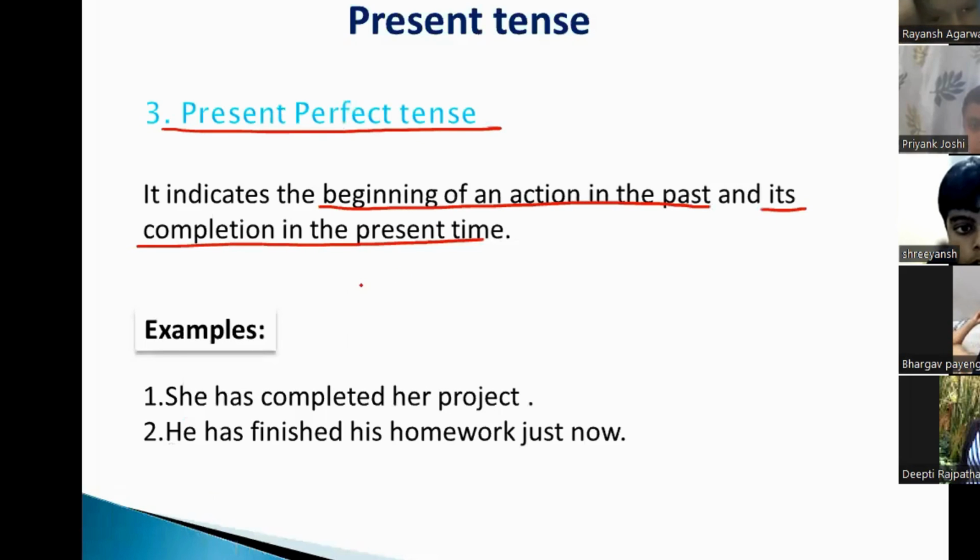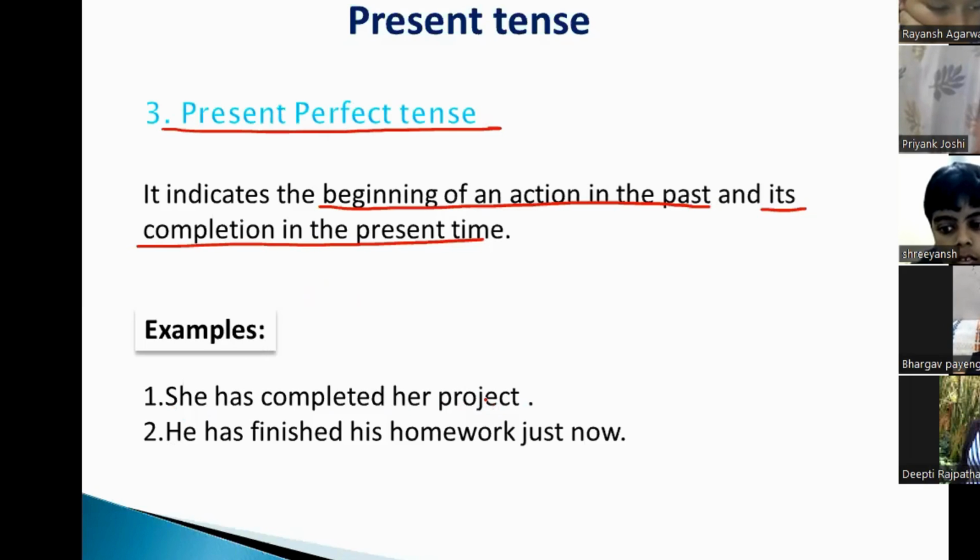Like, I have finished my homework just now. I have completed my project just now. So you started your project some while ago in the past, but you have finished, you have completed that in your present time. So those actions are represented using present perfect tense. For example, she has completed her project. It means this is an action that is completed in the present time.